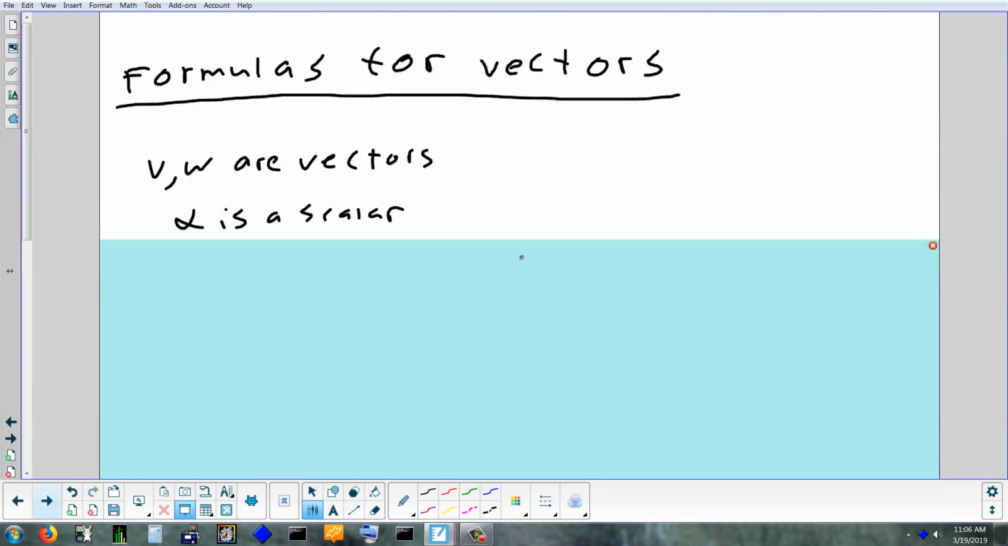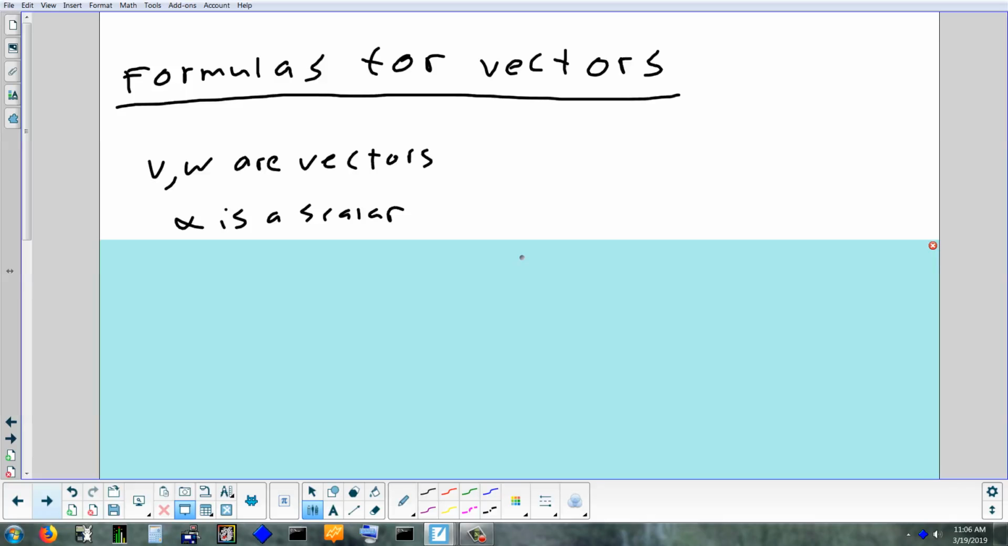Alright, so let's look at some formulas for vectors. In the formulas that I'm about to give you, v and w are going to be vectors, and alpha is going to be a scalar. Can someone remind me again, what are the three things that can happen when you scale a vector? Rob? It can get enlarged. Yep, longer. It can get smaller, shorter. And it can get negative. And what would the negative do to it? Flip it 180. Yeah, it's like it rotates 180. So when we scale a vector, those are the three things that can happen.